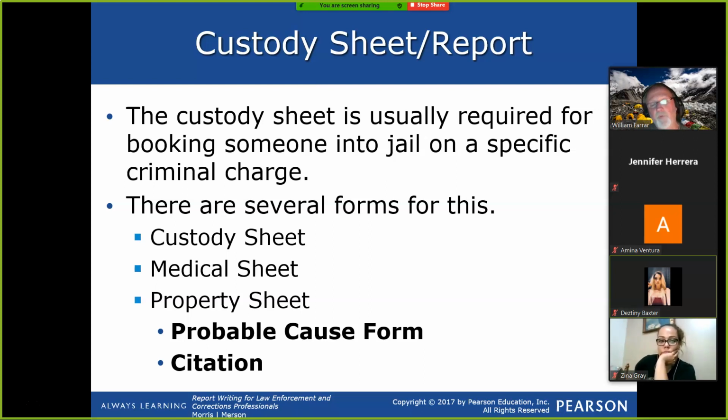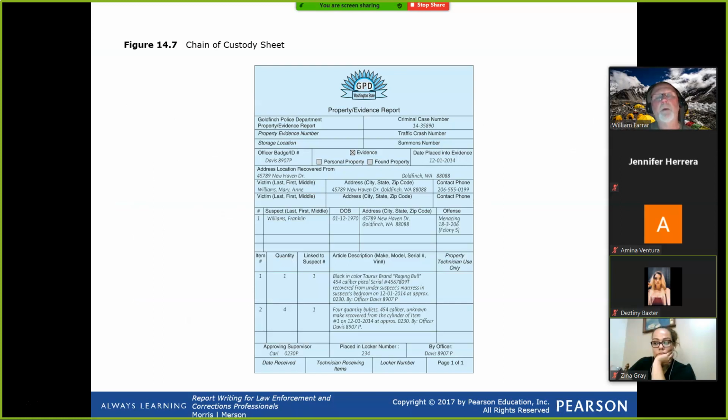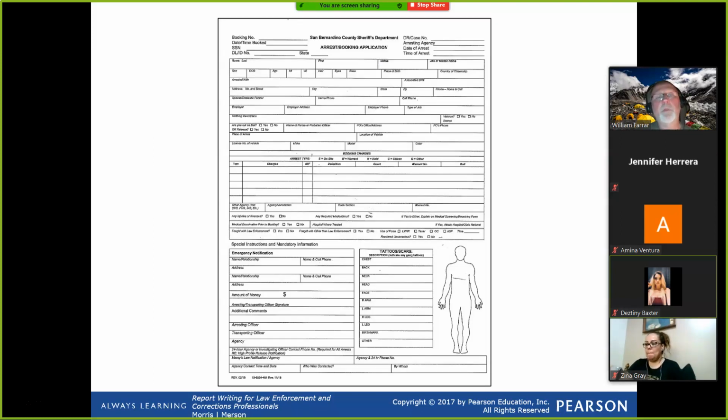And then don't forget, we've already done a probable cause form. If you're going to take someone over to county jail and book them in, you do that little probable cause form. And if you're going to cite and release them, you're going to do a citation. Here's a couple of examples of a property evidence report. This one is from your textbook.